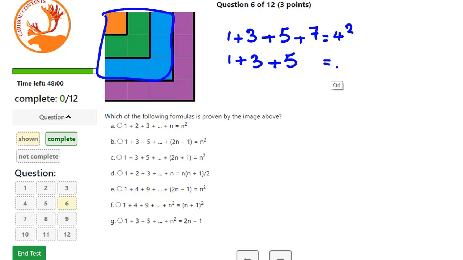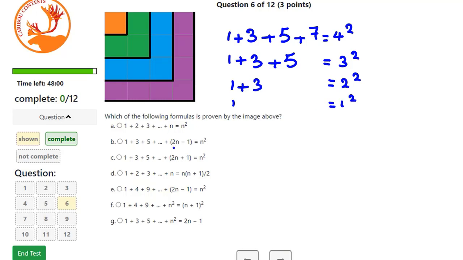3 squared, this part. If we say 1 plus 3, this part, 1 plus 3, 2 squared. If we say 1, it is 1 squared. So, can you figure out which choice is correct? 1 to 2n minus 1, odd numbers. So here we can reject this, 2n plus 1.